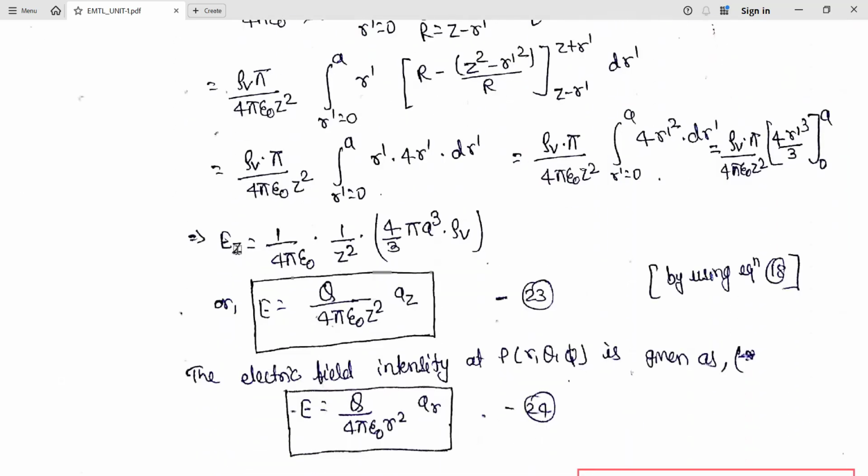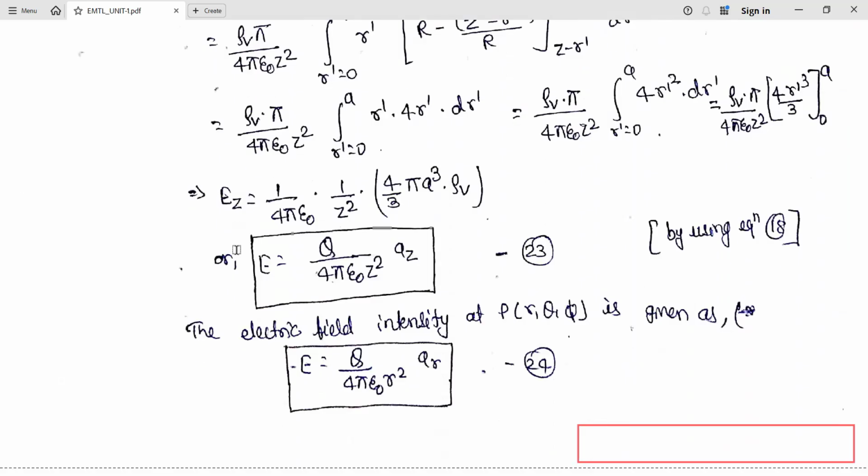Now we have to integrate with respect to small r dash. So finally multiple terms we are going to get here. We have rho v into pi by 4 pi epsilon naught z square, and here we have 4 r dash square into dr dash. Now the integration of r dash square is r cube by 3, so we have this expression and we put the limits 0 to a. Once we substitute this value, we get 4 by 3 pi a cube inside the integral, and this rho v and pi everything is there.